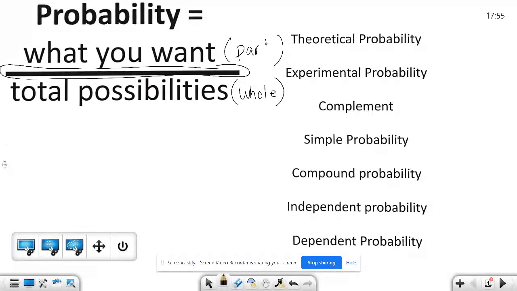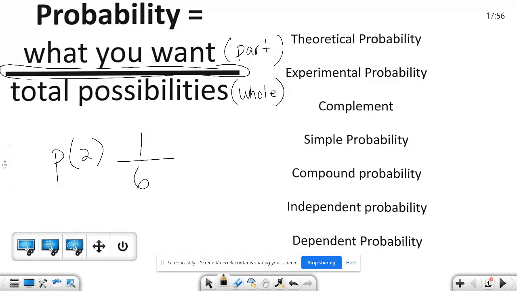So I want to know if I throw a die that has 6 sides on it, my total possibilities, I could land on any number 1 through 6, but what I want is, maybe, the probability of rolling a 2. So the probability of rolling a 2 is 1 out of 6. It's that simple, guys. And we're going to go through a lot of this right now.